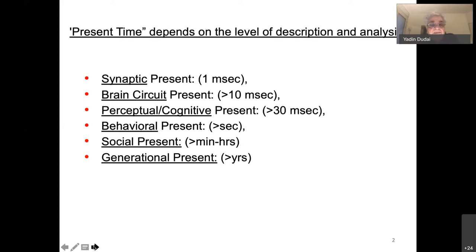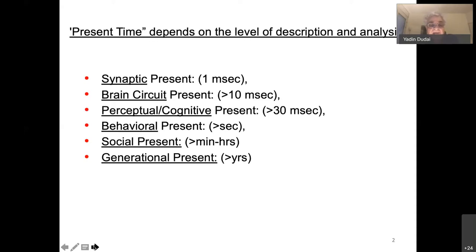Present time in perceptual and cognitive domains, I wrote here over 30 milliseconds. Again, there are reasons to write it like that, but if Ayelet or somebody else would come and say, no, it's 20 or 40 or 50, that's fine with me. Because in physics, for example, people would say it's 10 when it's 8 or 12. It's an order of magnitude.